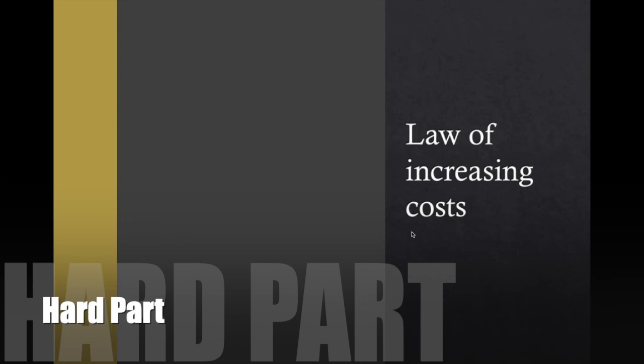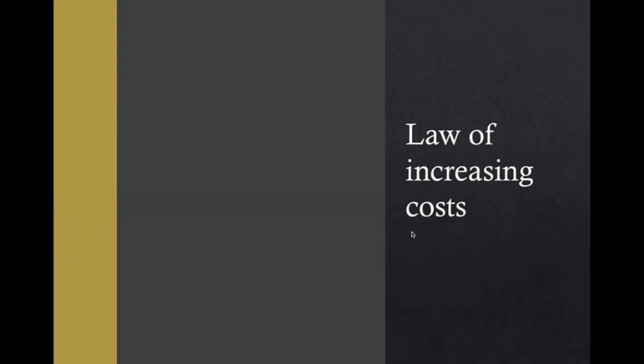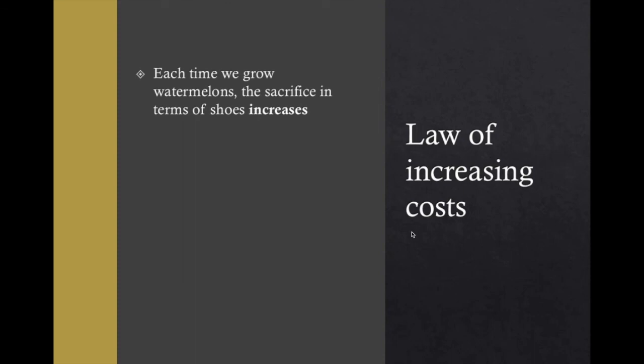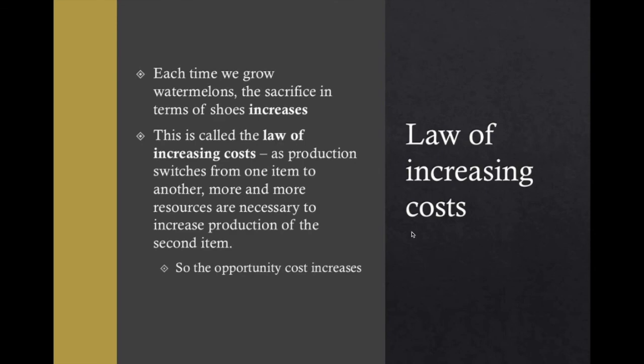This is probably a really abstract thing because we don't make this economic decision all the time. But the law of increasing cost is basically that the sacrifice of producing one over another can vary depending on the goods and the choice being made. It means as production switches from one item to another, more and more resources are necessary to increase the production. So it curves.